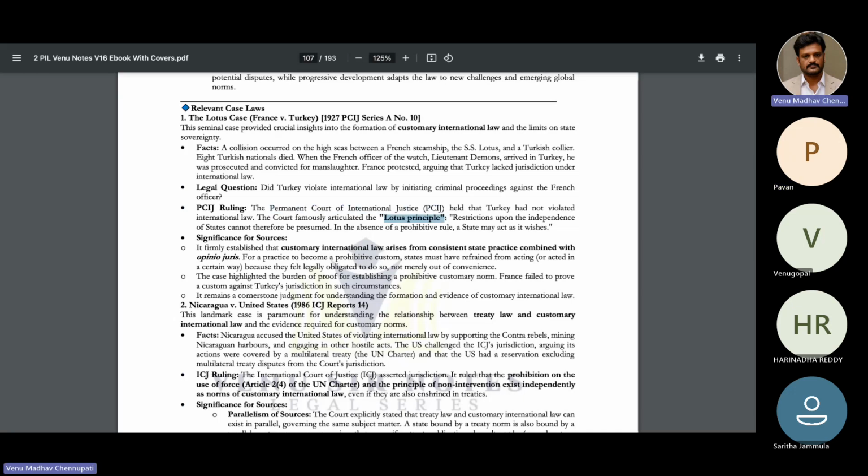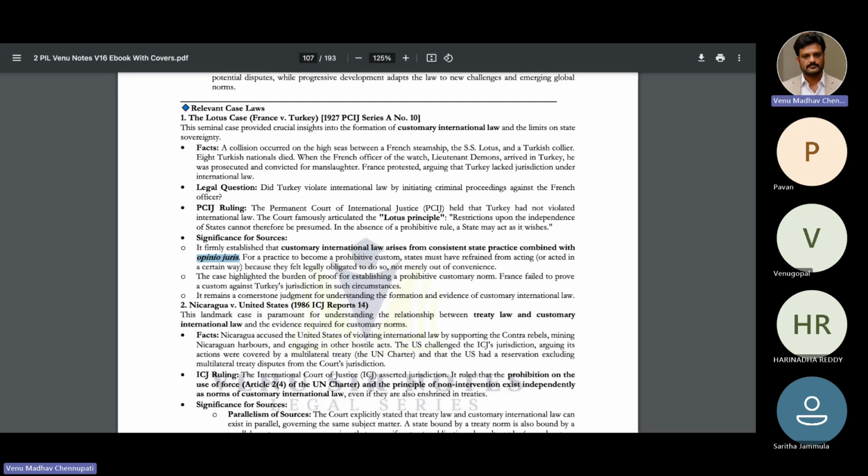Okay, so opinio juris basically refers to the belief that a state's actions are legally obligatory, rather than just habit or courtesy. We can look into this; that's what I read last time. So broadly, this is what it is, sir.